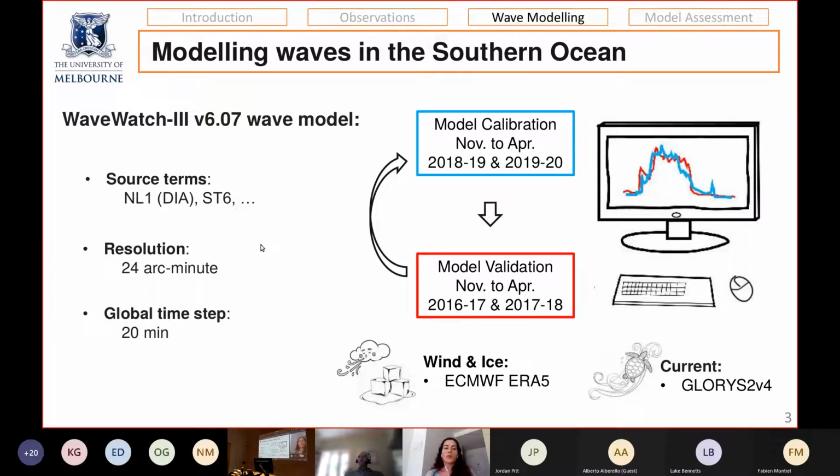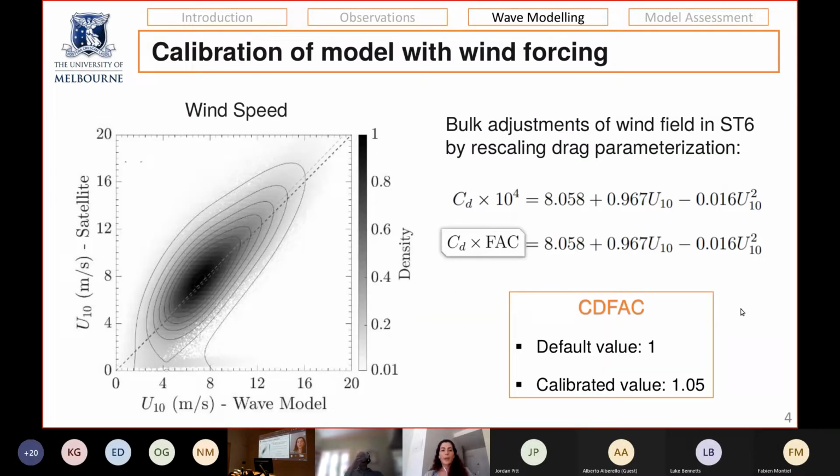The model is set up at 24 arc-minute spatial resolution and 20-minute temporal resolution. We have calibrated and validated the model covering the period in which the Antarctic Circumnavigation Expedition, which I'm going to call ACE from now on, took place. We have used the wind and ice data from ECMWF ERA5 reanalysis and current data from GLORYS.